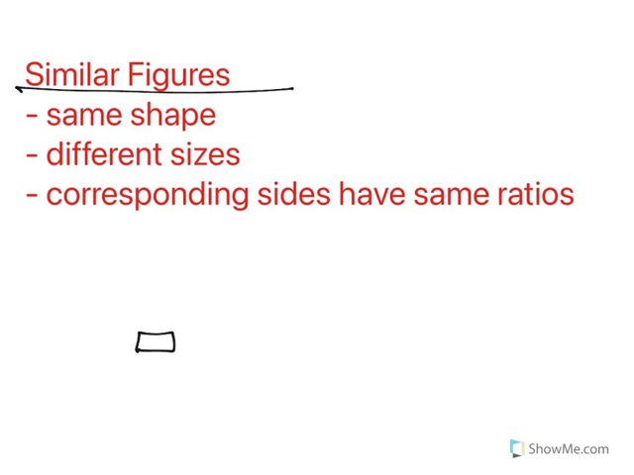So we could say like this rectangle and this rectangle. Same shape, different size. But the key is this last point, that the corresponding sides have the same ratios. If that last piece is not true, they are not similar.